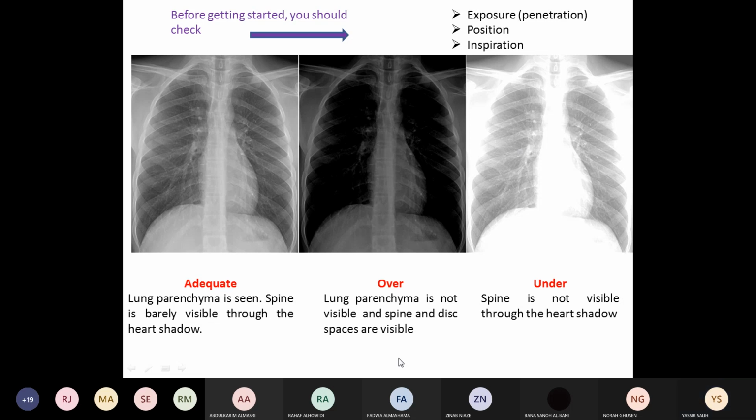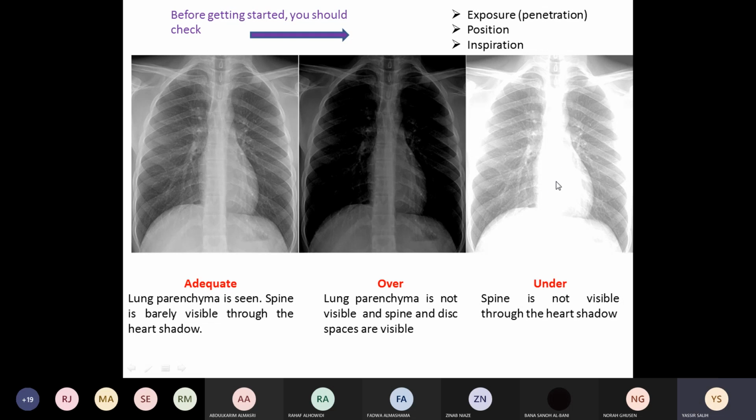So when we take an X-ray and check its quality concerning penetration, what do you have to look at? You have to look at the spine and intervertebral disc. If it is just visible, faintly appearing, this means it is a good quality chest X-ray concerning the factor, the amount of radiation.